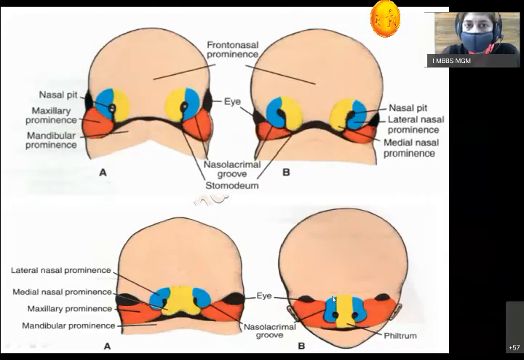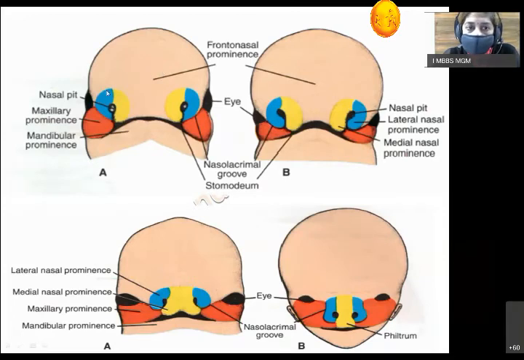So this is the quick summary of face development. In the face, we have seen the formation of the upper lip, upper jaw, lower jaw, external ears, and the position of the ear and eye that we have already seen. Now here's the quick summary.